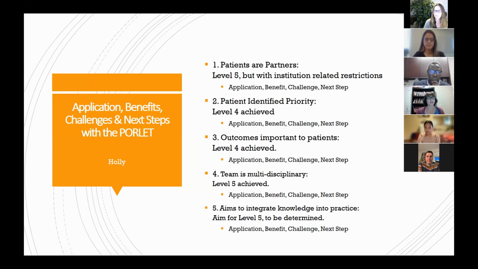When we look at the criteria aims to integrate knowledge into practice, we're aiming for level 5, but this is something we're still in the process of. Knowledge translation is ongoing, so whether we achieve this is to be determined. To date, we have involved patient advisors and collaborated with them on knowledge translation, such as this presentation. And we're going to expand our patient advisory group to move forward with this aim and to really focus on supporting them to work on knowledge translation priorities and strategies.